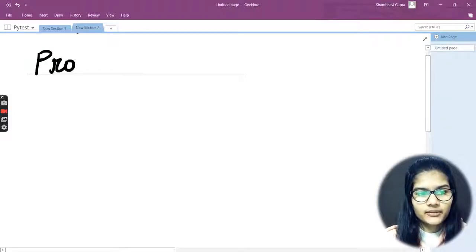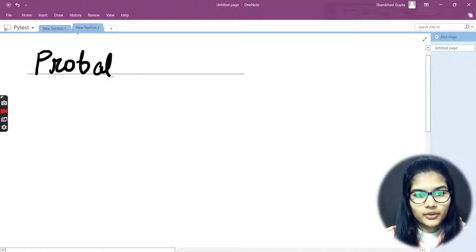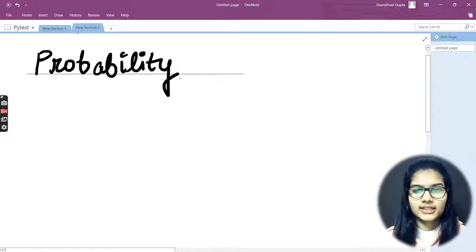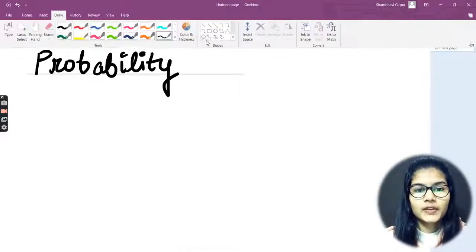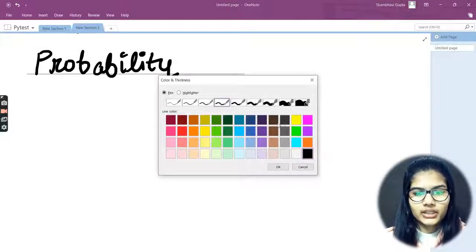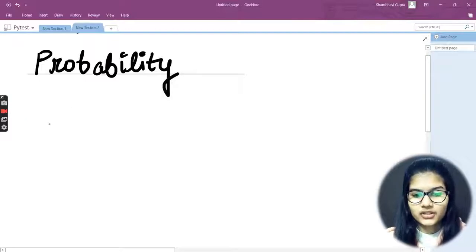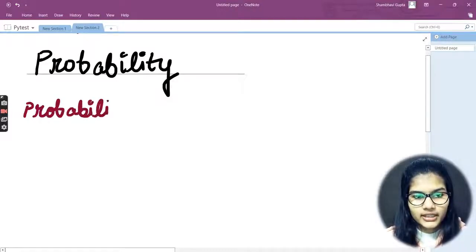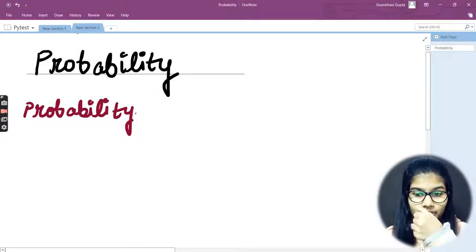So it's probability, B-I-L-I-T-Y, probability. Okay, we'll be starting this one right here. First of all, let me quickly take up a color and proceed with the definition for probability, what it actually is. So probability, B-I-L-I-T-Y, yeah, here we go.